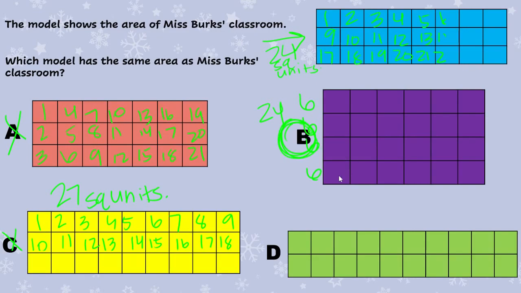So that should be my answer, but I'm going to double check D just to make sure. And I can see that they are in columns of 2, so I could skip count by 2s. 2, 4, 6, 8, 10, 12, 14, 16, 18, 20. 20 square units. So I have to mark that one out.